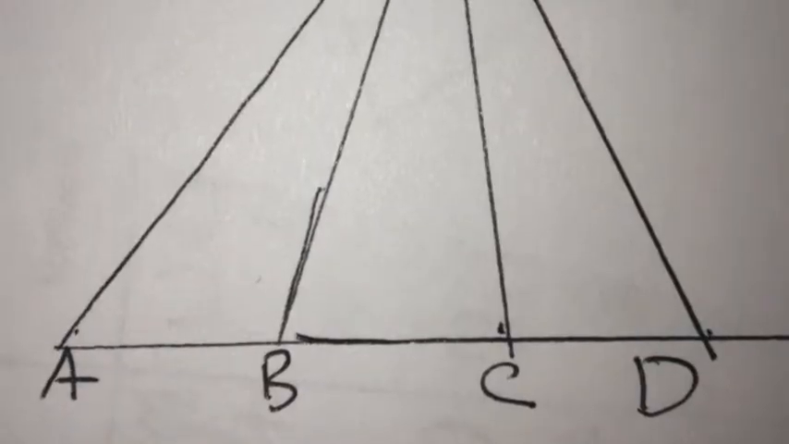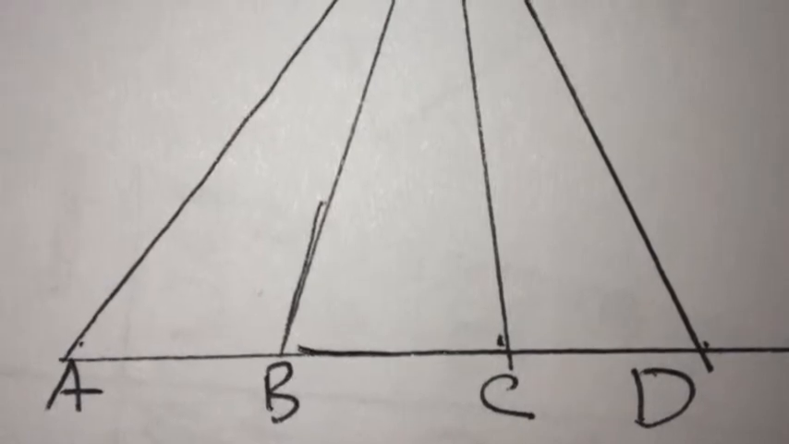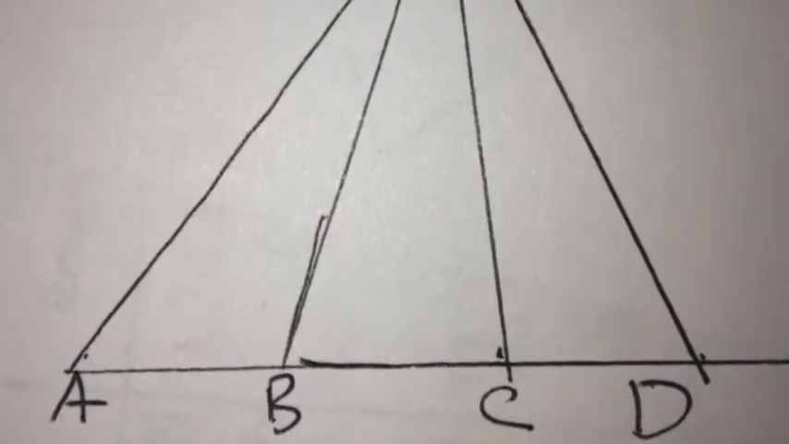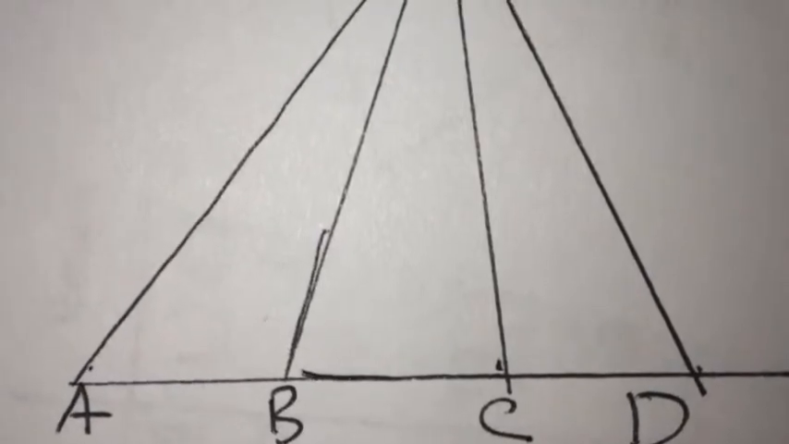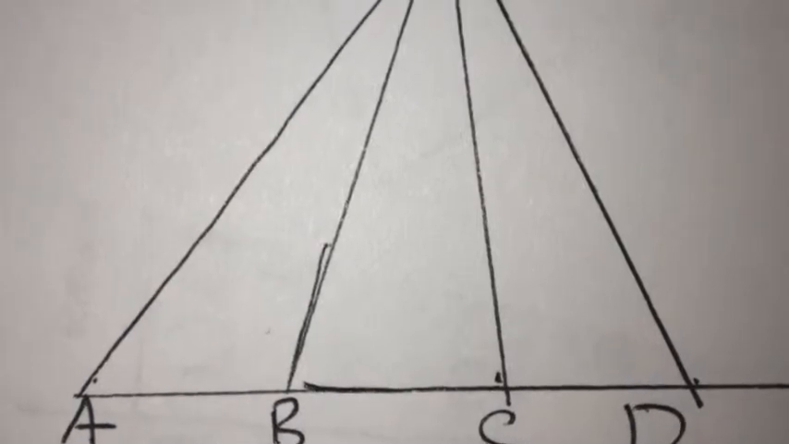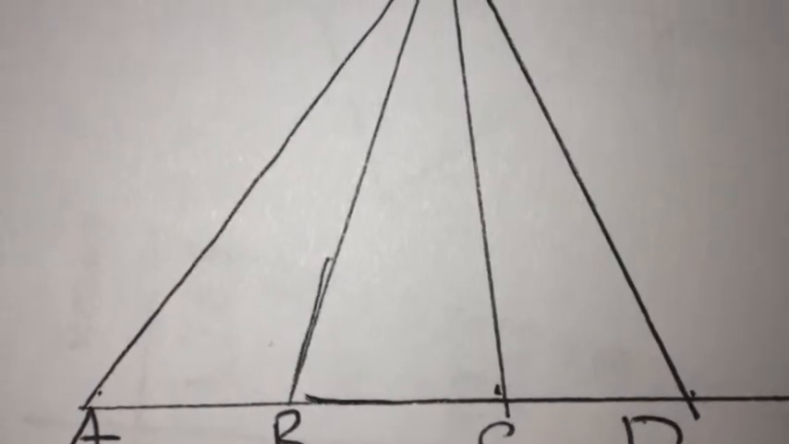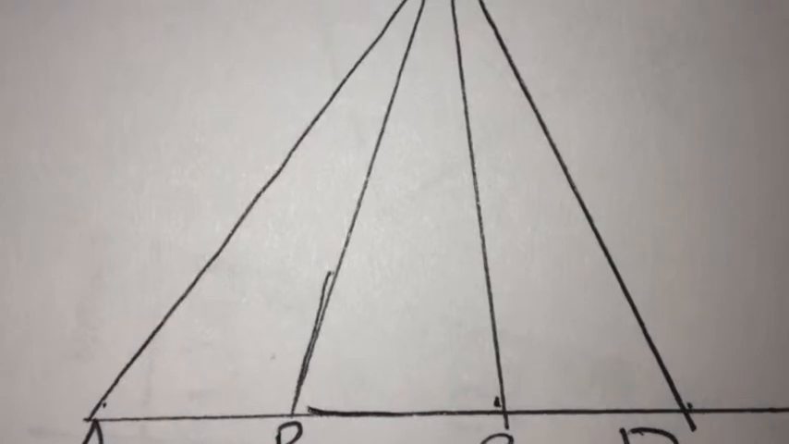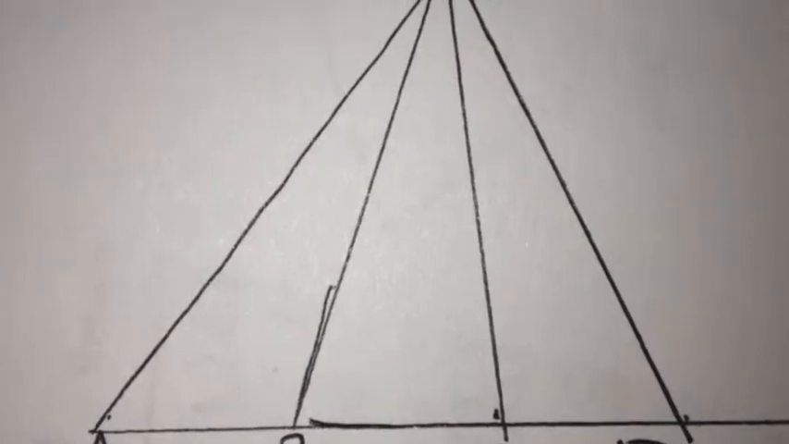Next we will review segment subtraction, which is when equal measurements are subtracted from equal measurements. The differences are equal. If you know that AC equals BD, you can use segment subtraction to find out that AB equals CD, because you use the reflexive property to determine that BC equals BC.